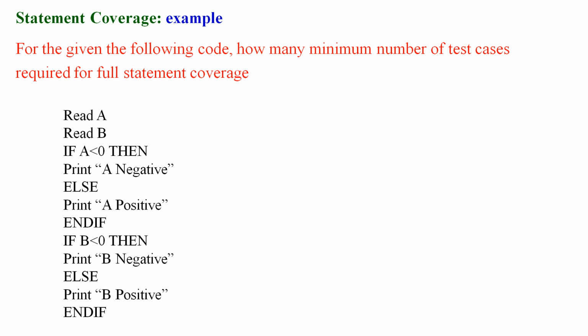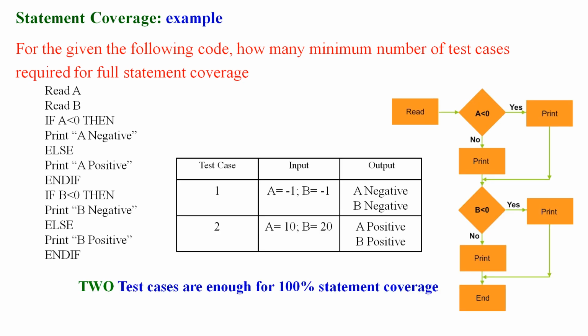Here, read A, read B. If A is less than 0, then print A is negative, else A is positive, end if. Then for the second variable, if B is less than 0, then print B is negative, else print B is positive, end if. These are the statements. For this program, I have designed a flowchart for your better understanding only.